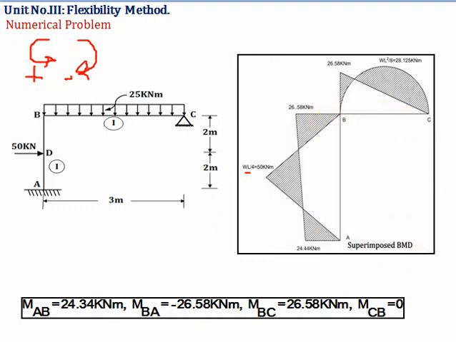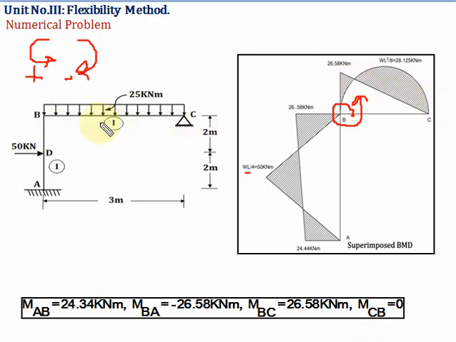Now we'll draw the diagram for member BC. Now the moment in member BC is 26.58. Plus means anticlockwise. So I will rotate the joint B in the anticlockwise direction, and it should cut the line BC once. So here the value 26.58 is lying above this line BC. Now at C, the value of moment is 0. So join this by a straight line.